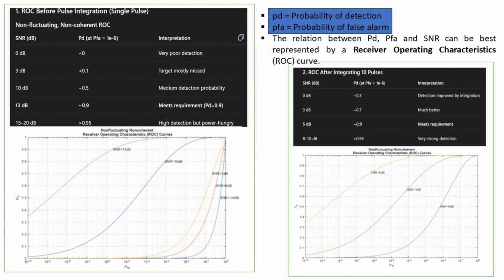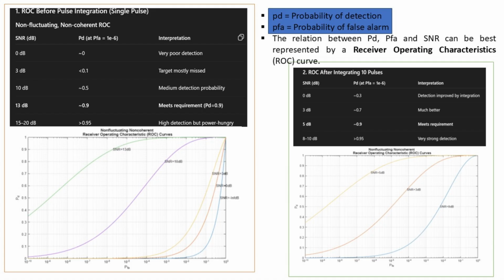From the plot and table, with a single pulse, no pulse integration, you need about 13 dB SNR to achieve PD almost equal to 0.9 for PFA equals 1e-6. Lower SNRs, 0, 3, 10 dB, give much smaller PD at that PFA, meaning targets will often be missed. Intuition: single pulse detection requires a high SNR to keep false alarms extremely rare while still detecting targets.